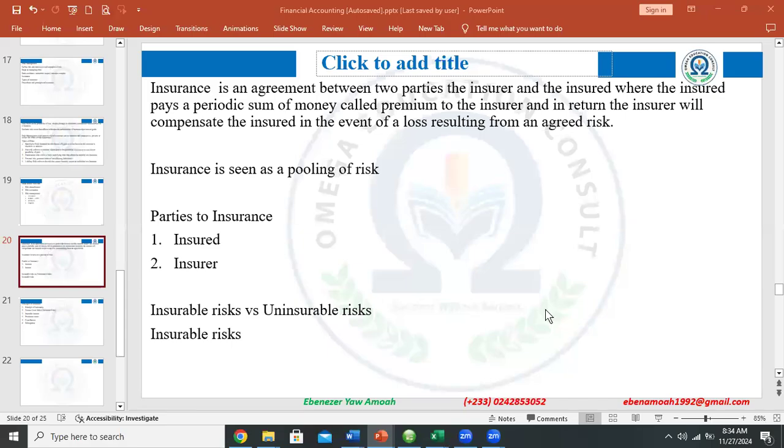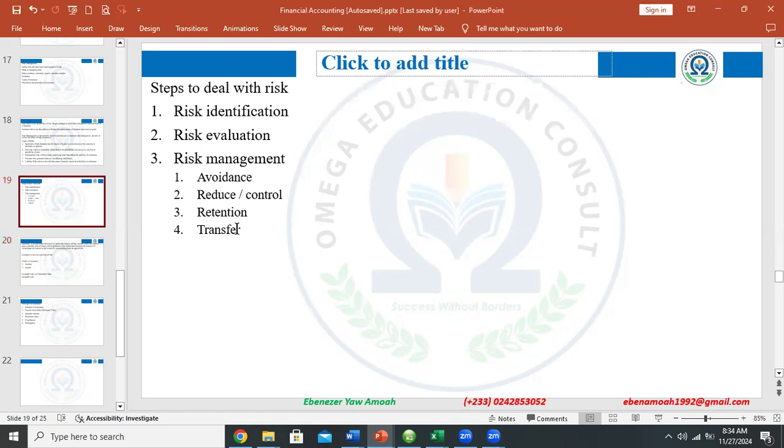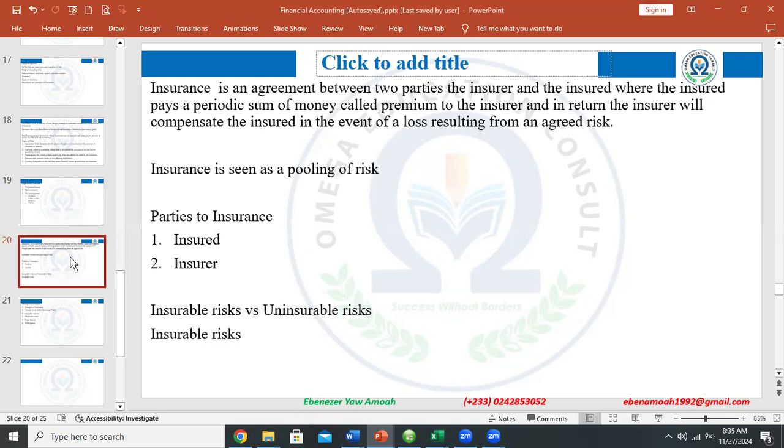Okay, so in an attempt for a business to transfer the risk as a way of managing it, we say that business would have to enter into an insurance contract. So it becomes necessary for us to explain insurance or know what it is. So, Prof. Ikuya, can you read what you see for insurance?